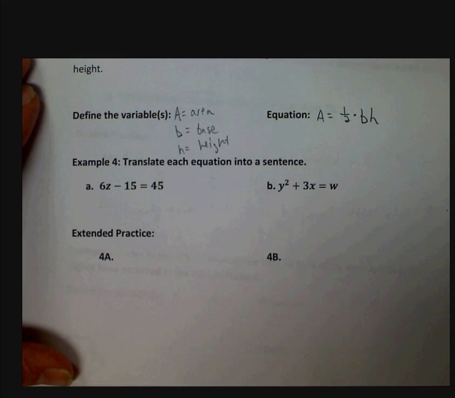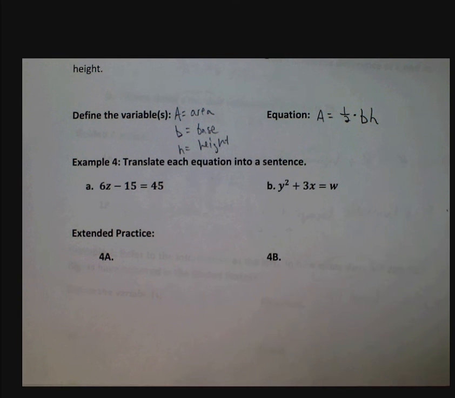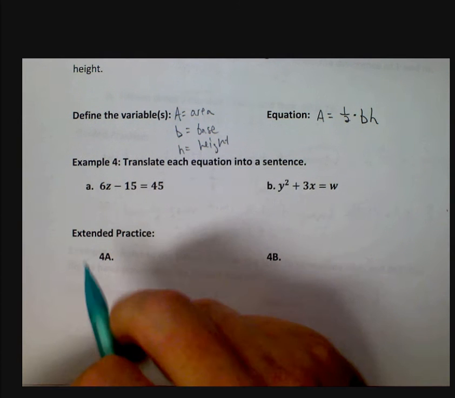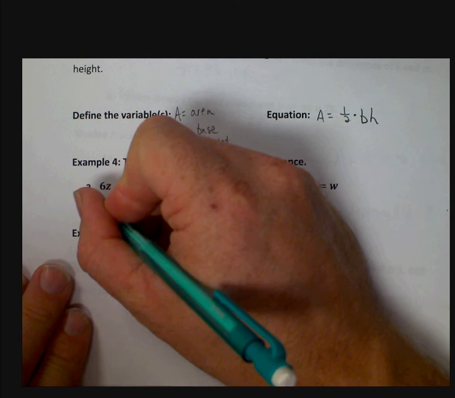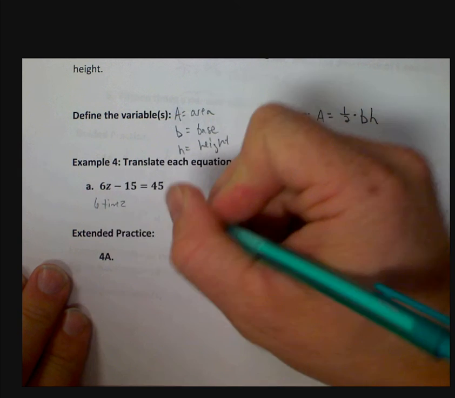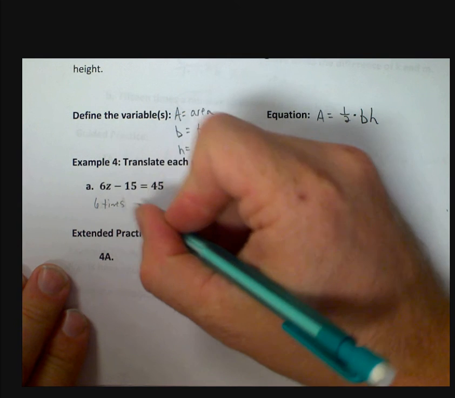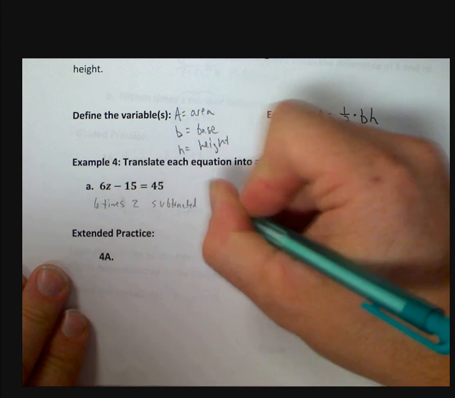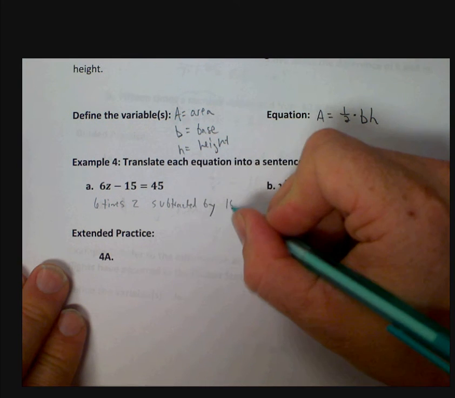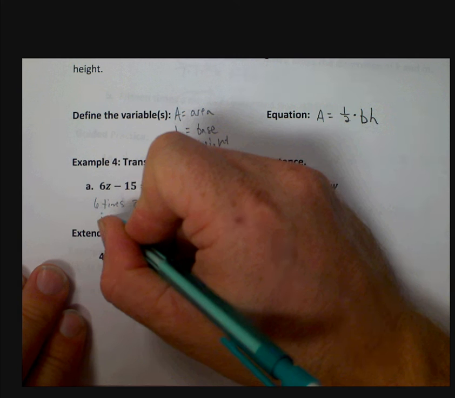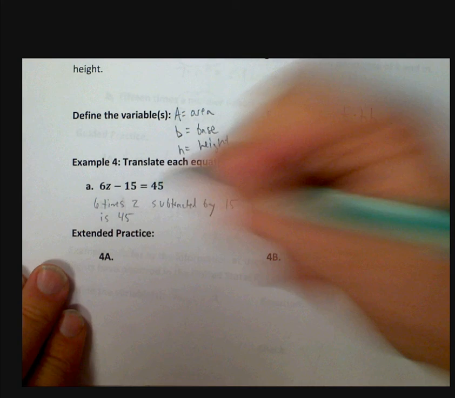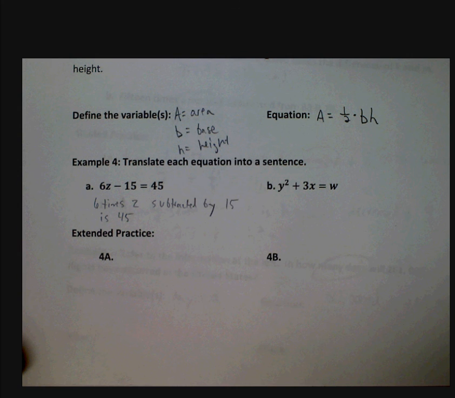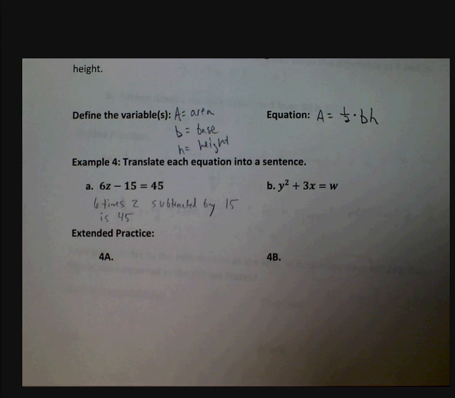Example 4, translate each sentence or equation into a sentence. So we could say 6 times z subtracted by 15 is 45. There are many ways in which we could write this. That is just one of the ways. The book says 6 times z minus 15 equals 45. So they said something slightly different than I did.